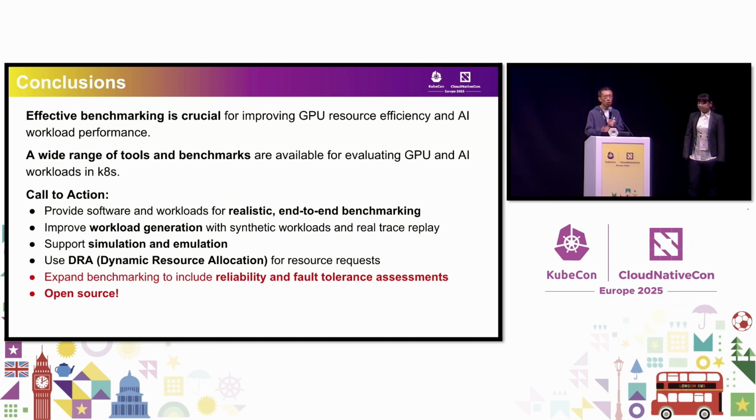And finally, I also want to mention, DRA is the new API to request and allocate GPUs, and you should take a look at it. And I want to highlight that AI workloads are not only about performance; reliability and failure recovery are very important. How to support and evaluate these will be critical features. Hopefully, the community can work together to improve it.